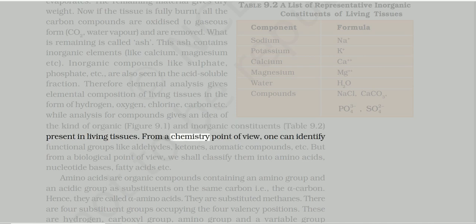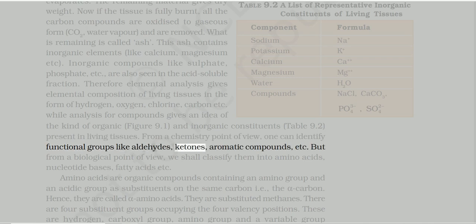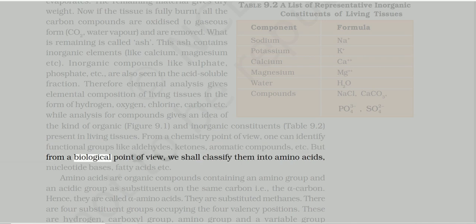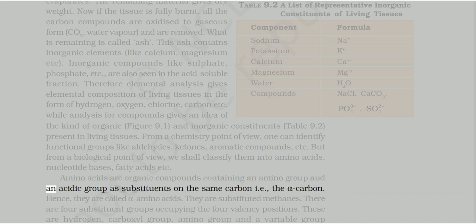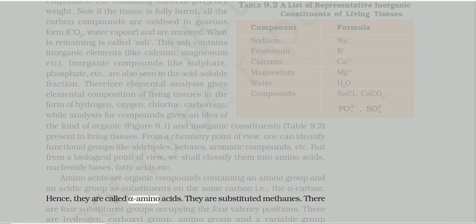From a chemistry point of view, one can identify functional groups like aldehydes, ketones, aromatic compounds, etc. But from a biological point of view, we shall classify them into amino acids, nucleotide bases, fatty acids, etc. Amino acids are organic compounds containing an amino group and an acidic group as substituents on the same carbon, i.e., the alpha carbon. Hence, they are called alpha amino acids.